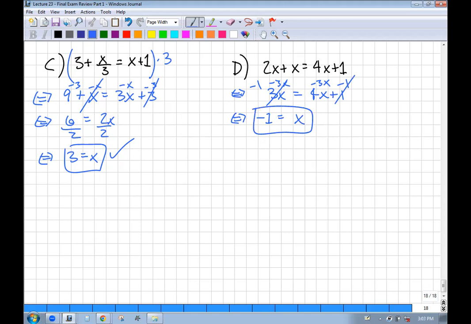All right, we could check. 2 times -1 is a -2, -1 is a -3. 4 times -1 is a -4, plus 1 is a -3. So I get -3 equals -3. A quick head check. Looks good.